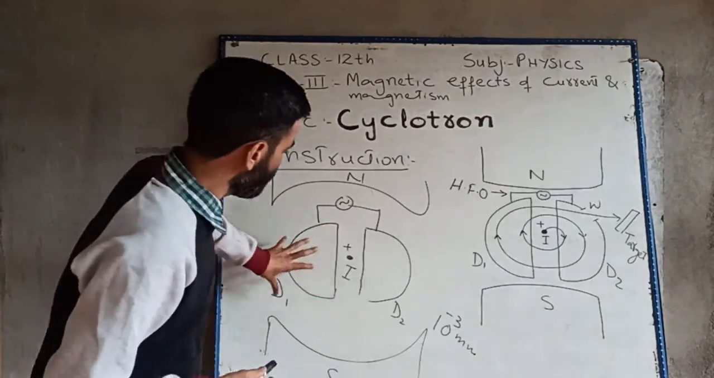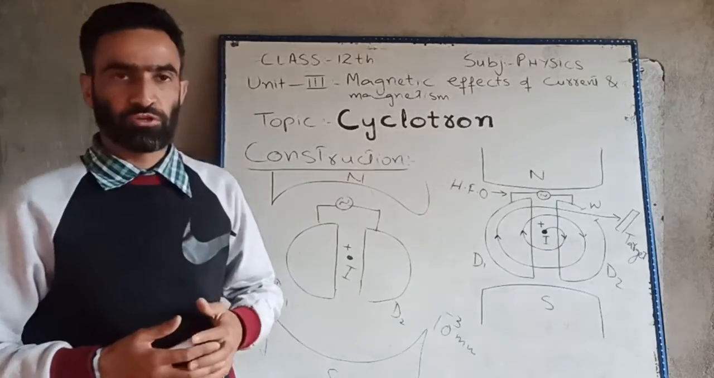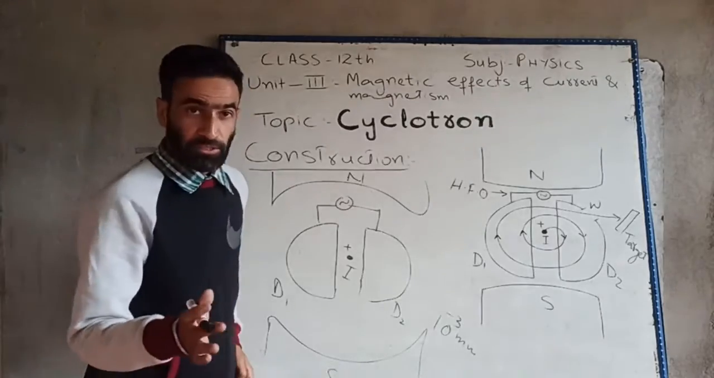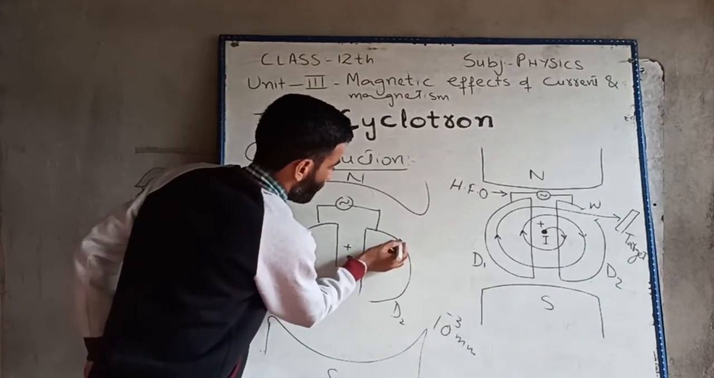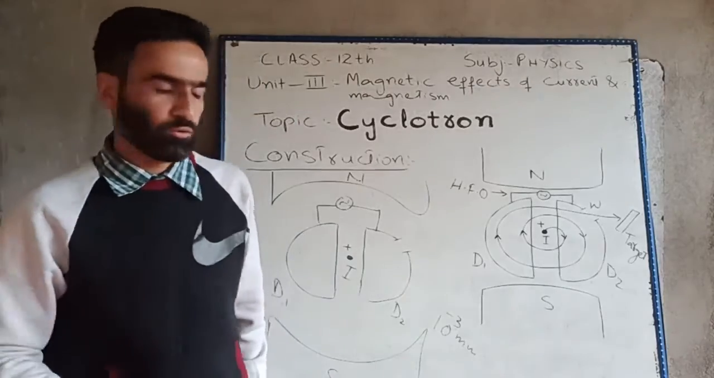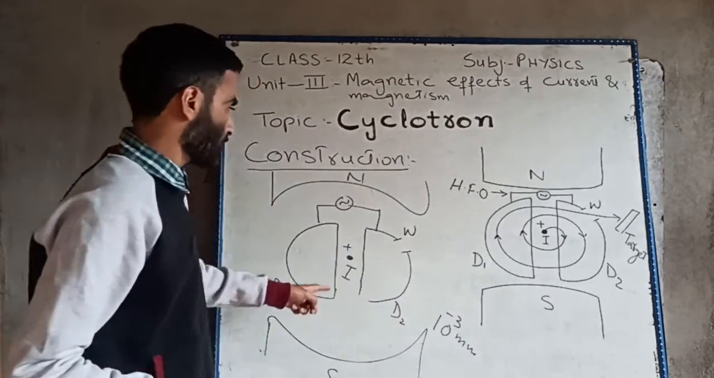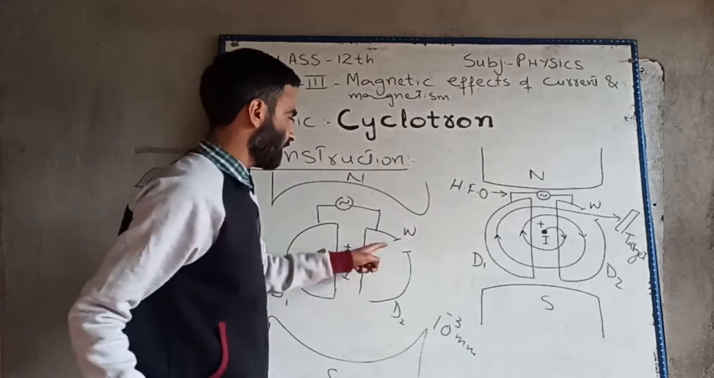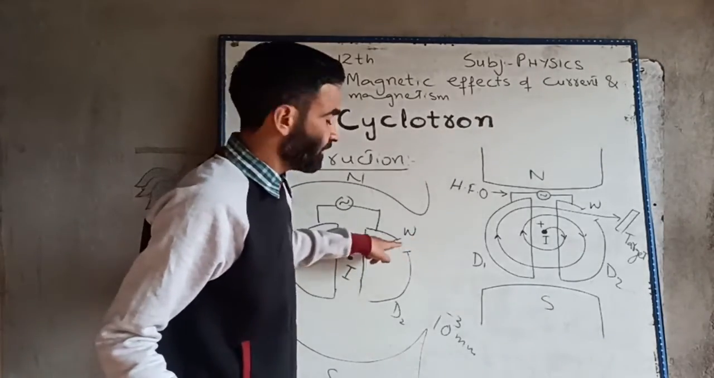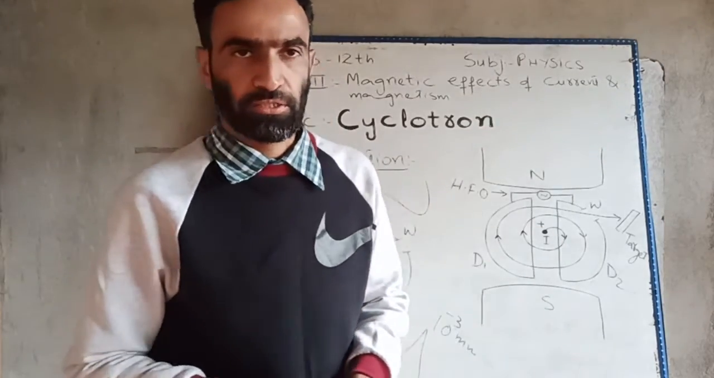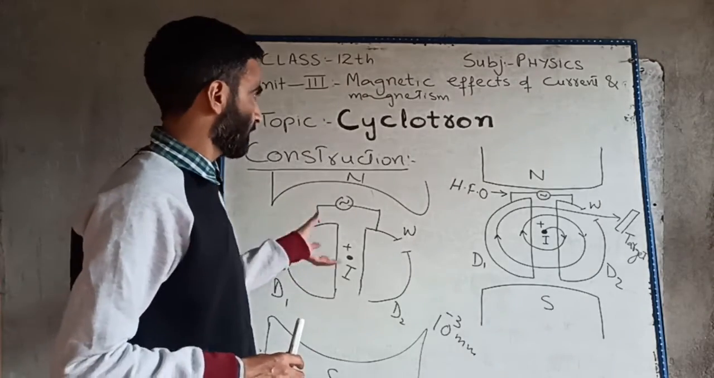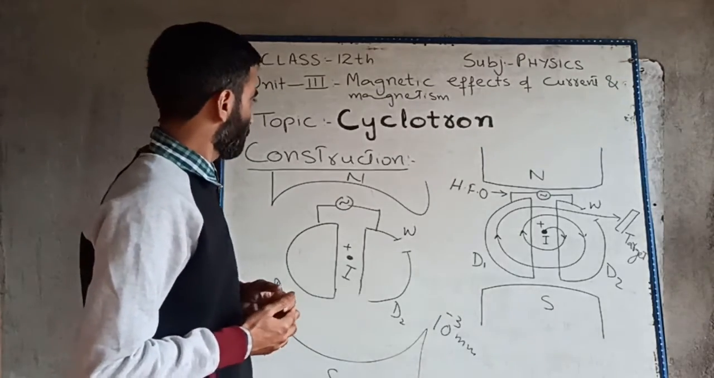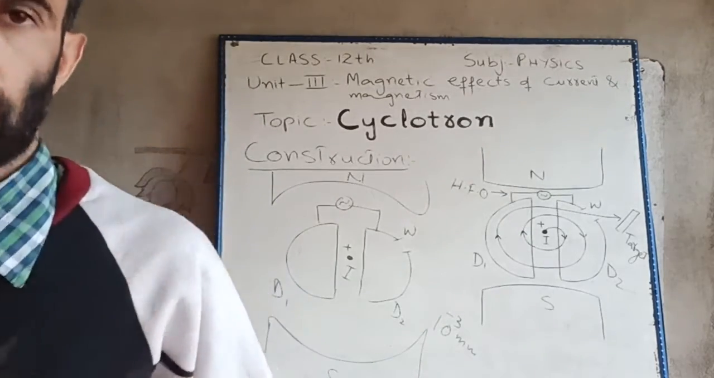Then the whole D system is placed between two strong magnetic poles, north pole and south pole. One of the Ds has a small hole which we call a window. This is the window from which the charged particle comes out after acceleration. When it comes out of this window, it strikes the target to take the reaction. So this was all regarding the construction of this device, the cyclotron. Now let us have the working and theory of this cyclotron.